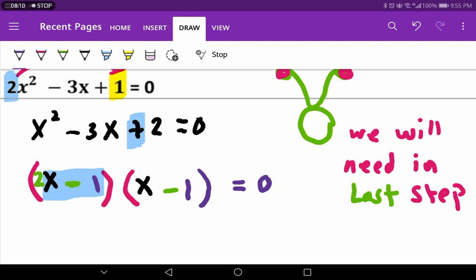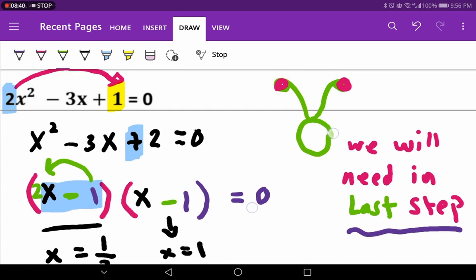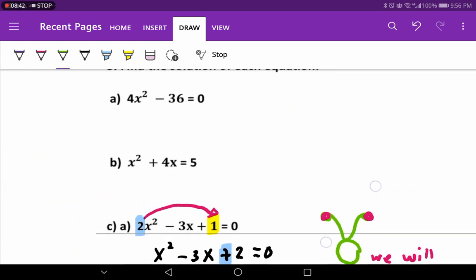Yes, and we are done now. Okay, be careful, my dear student. Be careful. Now, from this, I have x equal 1. And from this, I have x equal 1 over, don't forget that, over 2. So 1 over 2. Are you happy with that? Me too.